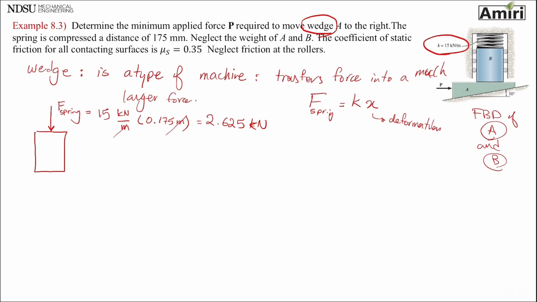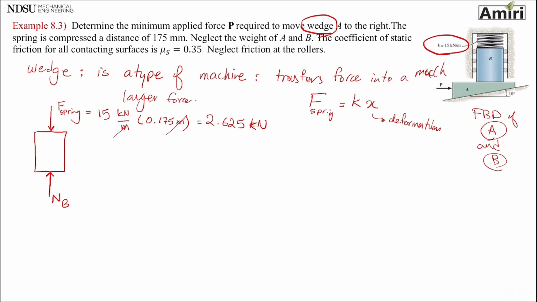Which is initial length minus current length. Here it just tells us that this is compressed this much. So X is given. All right, so that was that. Point between A and B, there is a contact, NB. When I move wedge A, there's going to be a friction.